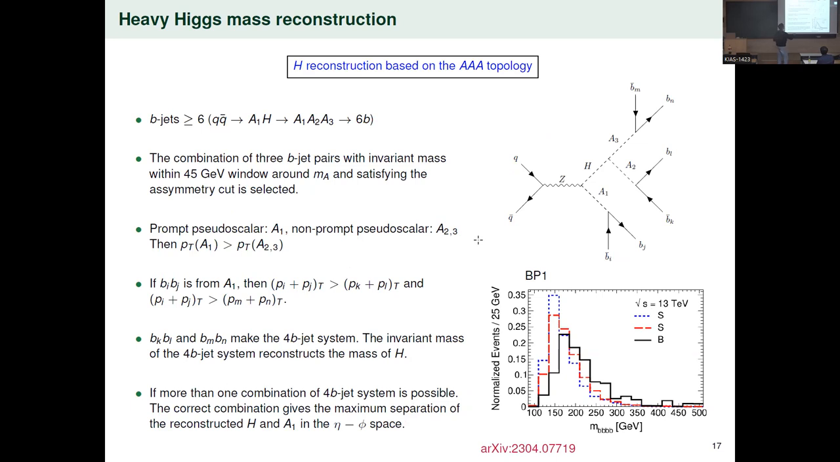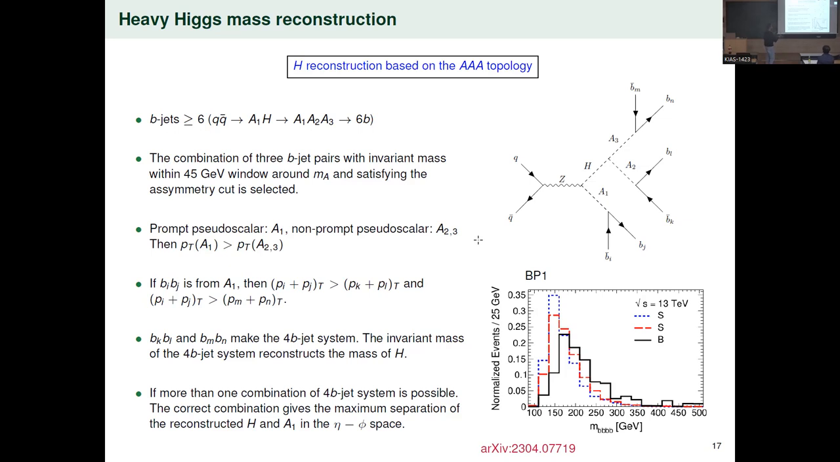This A1 and heavy Higgs should have large angular separations. And this A2 and A3 are the prompt pseudoscalars coming from the decay of this heavy Higgs. The pseudoscalars A1, A2, and A3 are supposed to decay and give us 6 B-jets. From X, we are taking 2 more B-jets. That's how we have 4B plus 2B, a total of 6 B-jets. We require that all the events should have at least 6 B-jets.